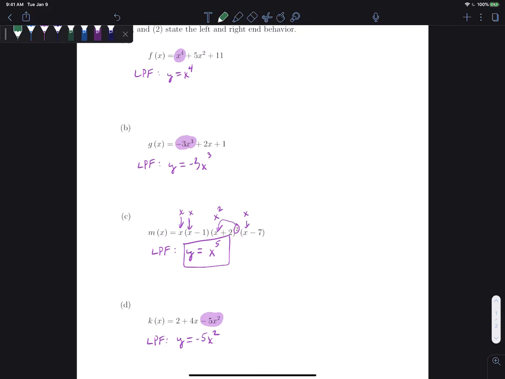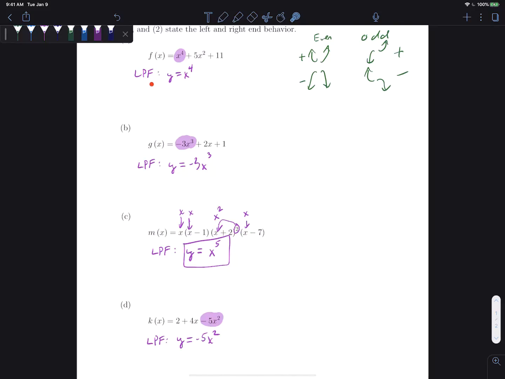Remember, we have four different possibilities. If you have an even degree, it either opens up or opens down in both directions. If you have an odd degree, it goes down and then up, or you flip it and it goes up and then down. This happens if you have a positive, and this happens if you have a negative. Now, let's look at this.